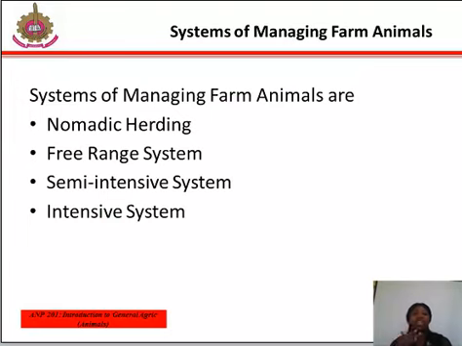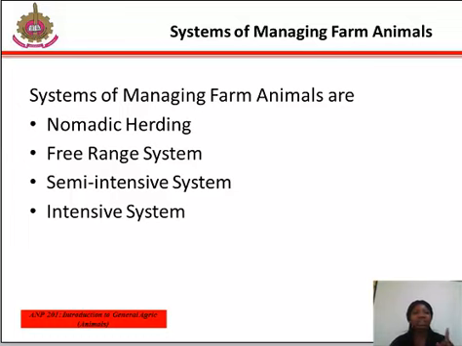There are 4 systems of managing farm animals. This includes nomadic herding, free range system, semi-intensive system, and intensive system. So nomadic herding is the first and the oldest system of managing farm animals, and it involves the movement of animals by man from place to place in search of water and pasture. So animals are thus exposed to various natural hazards and therefore they produce poorly.